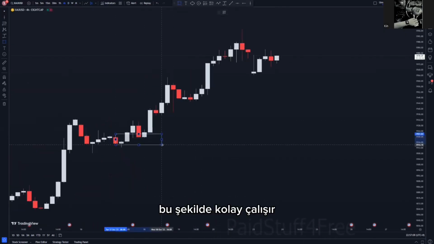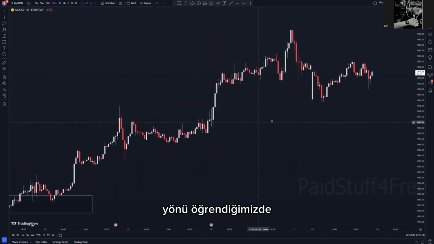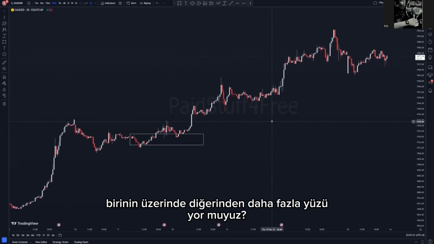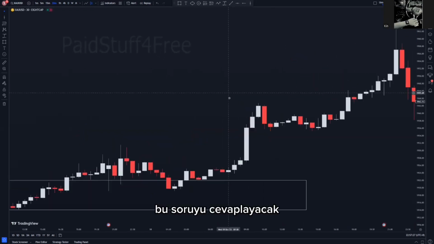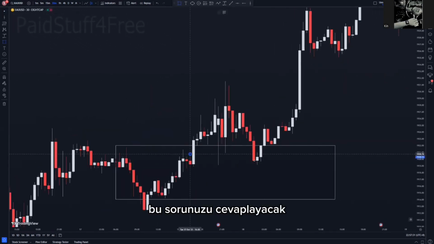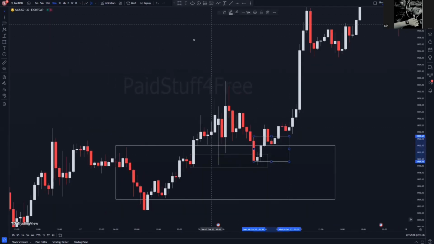So this is how it works. EG. Once we learn the direction, then entry shouldn't be an issue, right? The only difference between high risk and low risk entry is that we're floating more on one than the other one. Look at this one. This one will answer your question. We have this first entry and this trade control.